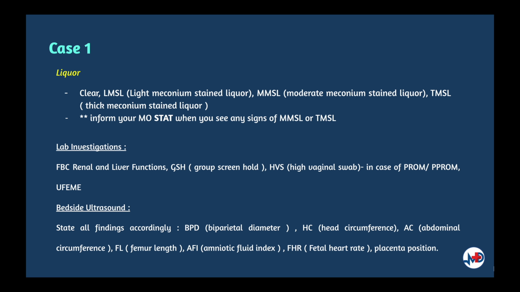As for lab investigations, you want to do a full blood count, renal and liver function tests, group screen hold, high vaginal swab in case of PROM or PPROM, as well as a urine FEME. A bedside ultrasound would be important to look at the biparietal diameter, the head circumference, abdominal circumference, the femur length, the amniotic fluid index, fetal heart rate, and the placental position.